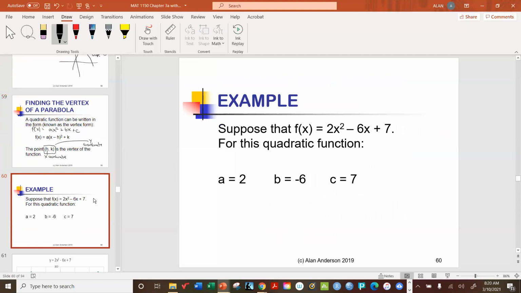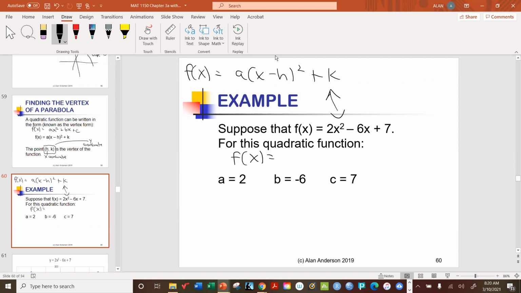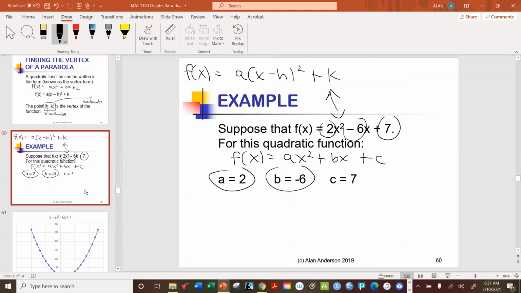So here we go. Now remember, what we're looking for is this: a times x minus h squared plus k. How does this turn into this? Now remember again, based on our standard definition of a quadratic equation, this implies that a is 2, b is -6, and c is 7. So how do we go from one to the other?